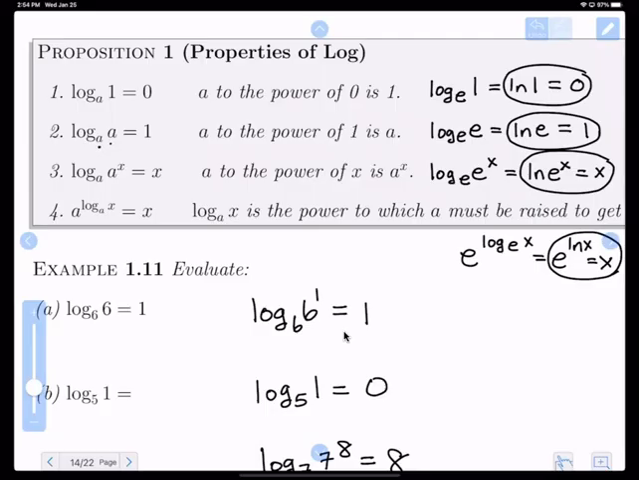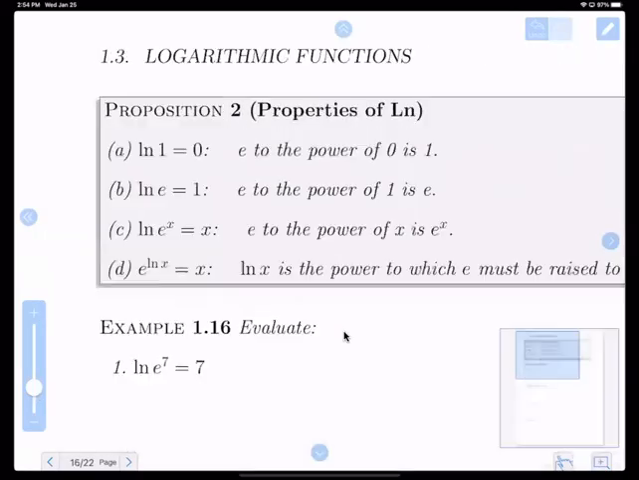Now, a few pages after, we have the natural logarithmic function. So I want to rewrite it thus. Go back to this guy right here. Ln of 1 is 0. Ln of E equal to 1. Ln of E to the X equal to X. E to the ln of X equal to X. The only difference is we just replace by E instead of working with the A.